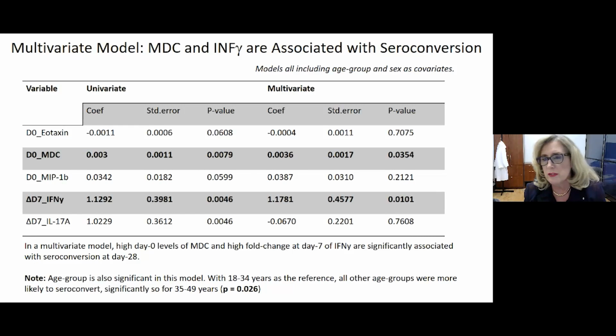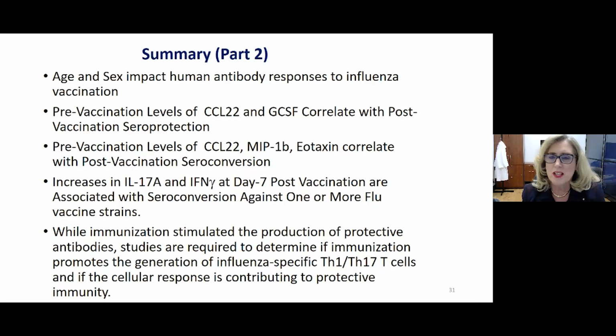We put these univariate into a multivariate analysis and found that both MDC and interferon gamma are still both predictive of seroconversion and seroprotective events at day 28. All models, again, included covariates age and sex. Next slide, please. So in summary, age and sex impact the human antibody responses to influenza.